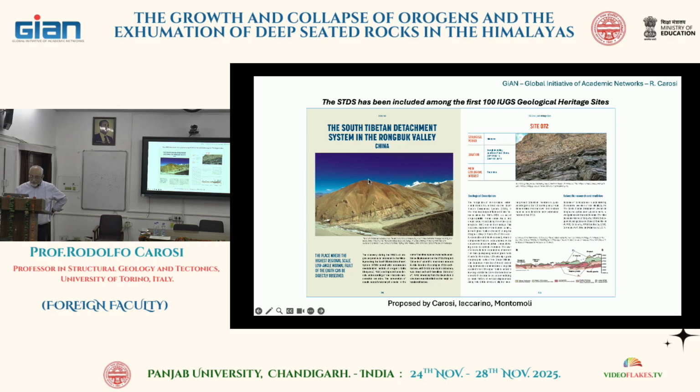This is a picture of the South Tibetan detachment in the Rongbuk Valley. This stuff is a leucogranite. The dark stuff is sillimanite grade mica schist, and these rocks are Ordovician rocks with fossils, brachiopods, and so on. And this is one of the first sections that we put in the publication.